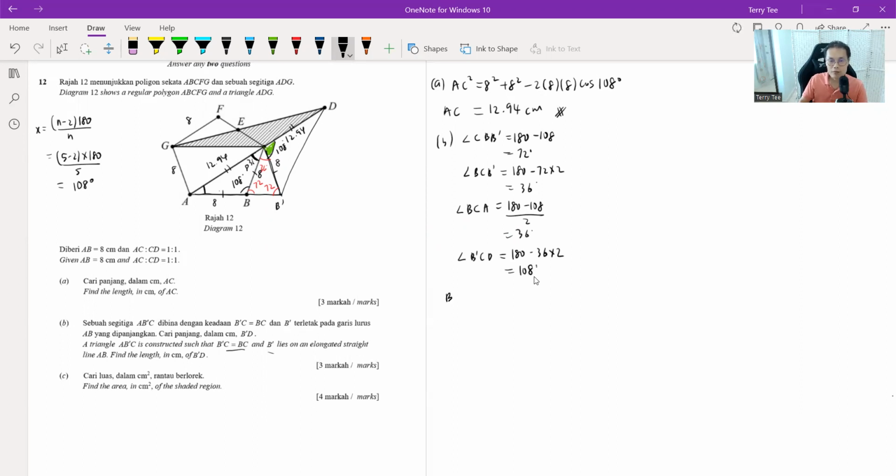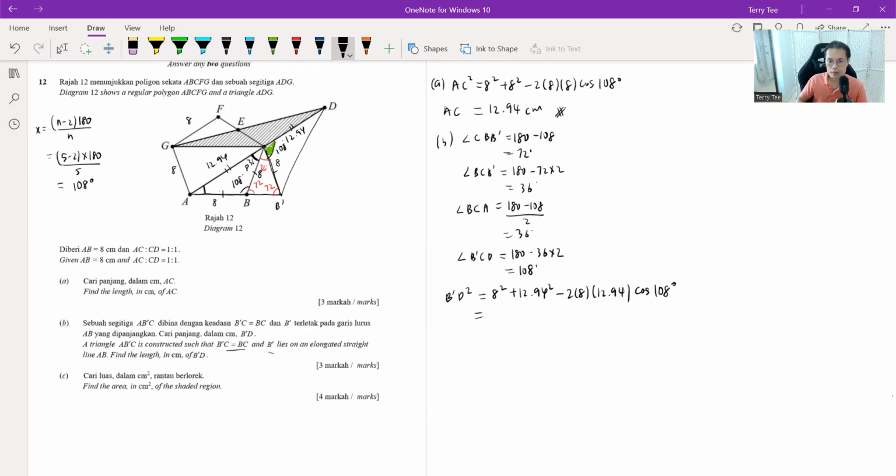And therefore, I can now find B prime D. You're finding the length of B prime D. We square it. It is now 8 squared plus 12.94 squared minus 2 times 8 times 12.94. I'm using the cosine rule here, cos angle 108.